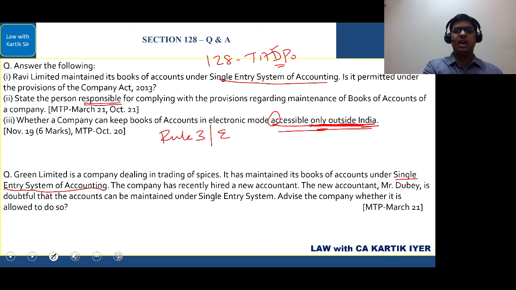The company has recently hired a new accountant. Okay, the new accountant, Mr. Dubey, is doubtful that the accounts can be maintained in single entry system. Advise the company whether it is allowed to do so. The answer is the company is not allowed because the company has to maintain as per double entry system of accounting. You can see this was asked in the mock test paper of March 2021.